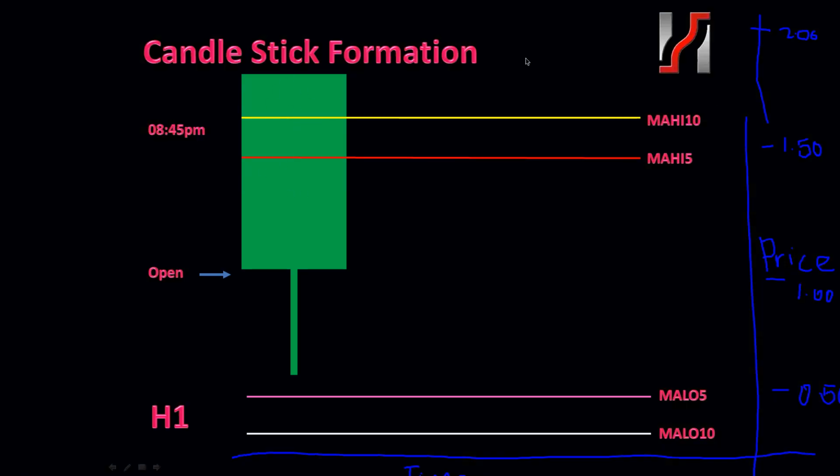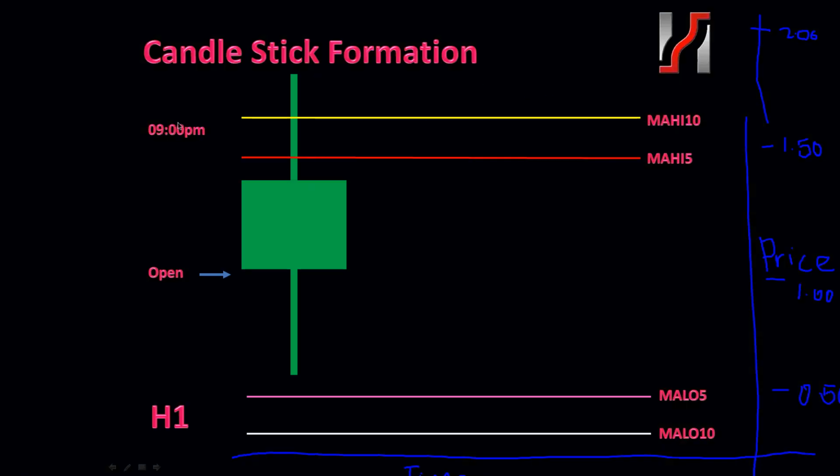Let's say about $1.75, and then finally at 9 p.m. the candle closed. Because we're looking at H1 here, the candle's life is about 1 hour. So the candle closes at 9 p.m. That's where the candle closed. Let me just pause here for a bit.